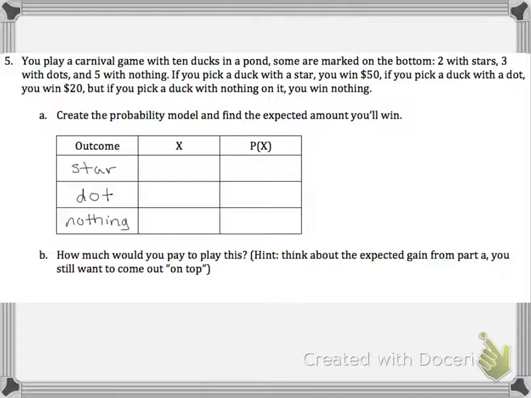So it says, if you pick a duck with a star, you win $50. So here, we'd put 50.